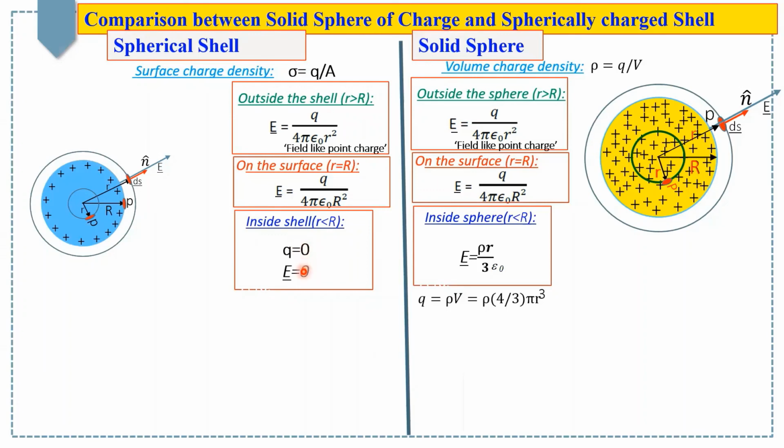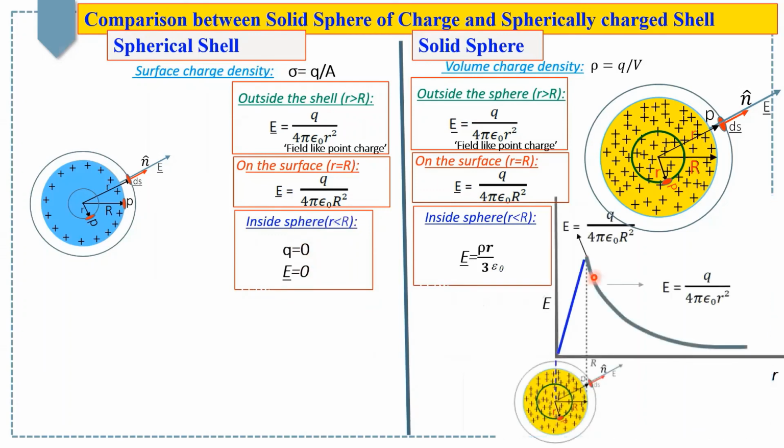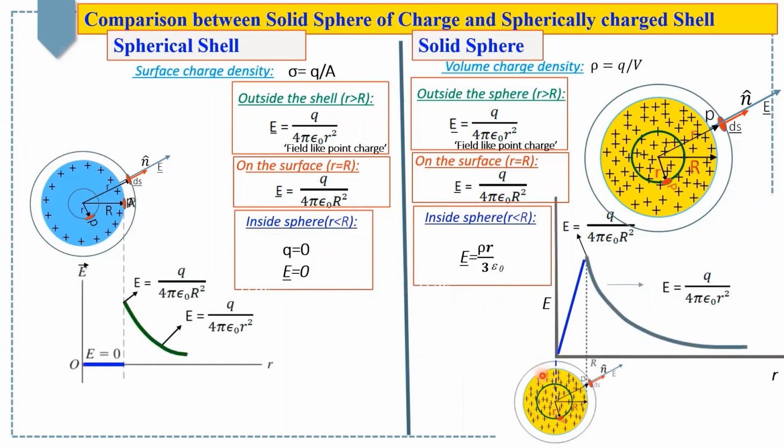So now in the graph, we can understand easily the cases of the electric field variation with respect to radius or distance from the center. In the spherical case, the electric field inside the sphere of uniform charge is zero at the center and increases linearly with respect to radius r. We have maximum electric field at the surface, and it decreases while moving away from the surface.